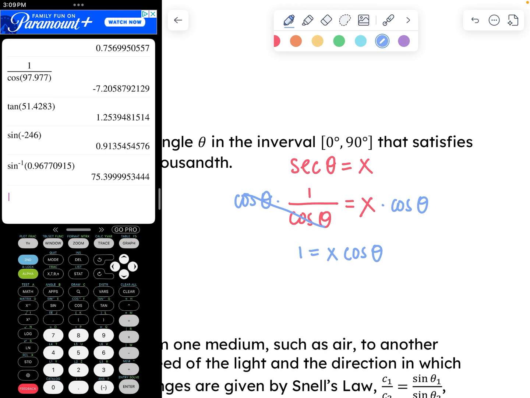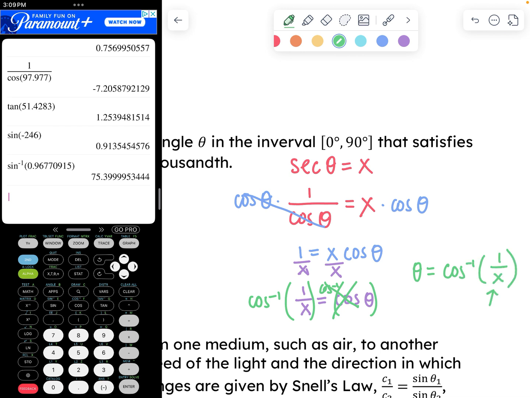Okay, we're getting a little bit closer, but I still need that cosine by itself to be able to do my inverse of both sides. So from here, I'm going to divide both sides by x. So dividing by that super long decimal, I just don't want to write over and over again. So 1 over x is equal to the cosine of theta. And now I can take my inverse cosine of both sides. And it's going to cancel out over here. So theta is going to equal the inverse cosine of 1 over x, which remember we said was our super long decimal.